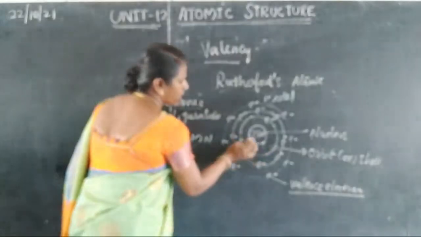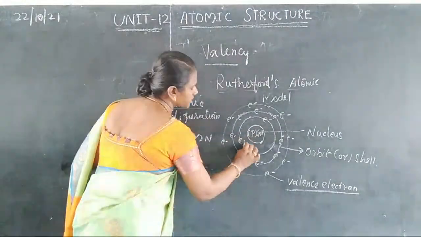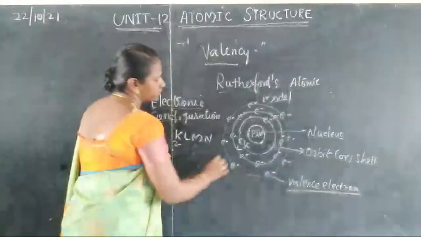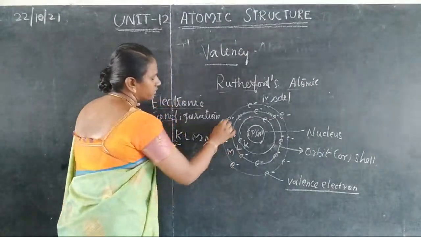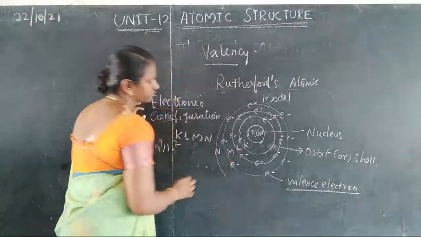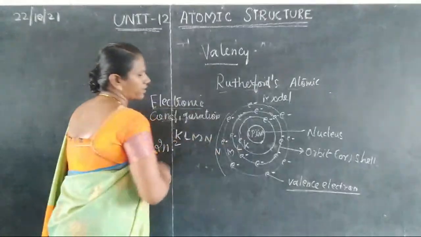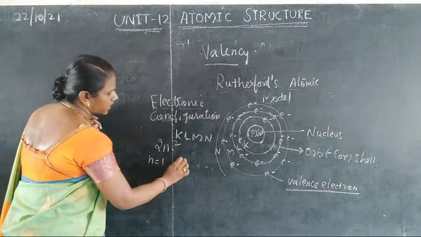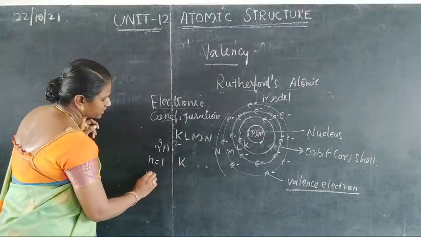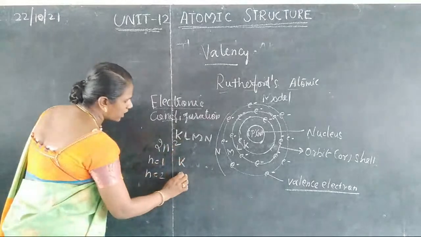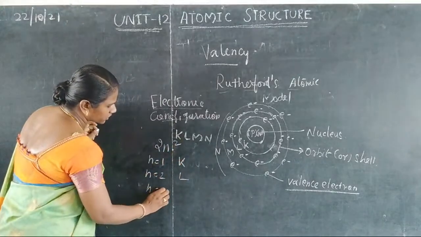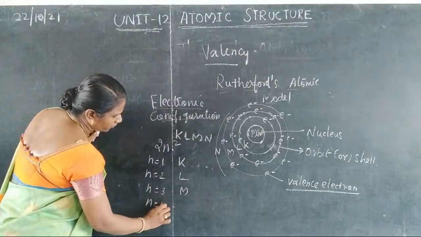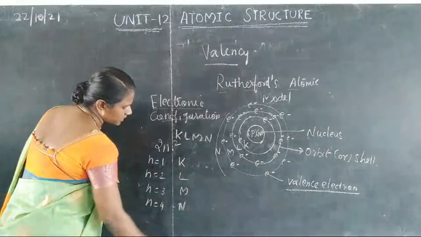The orbit which is next to the nucleus is K, the second orbit is L, the third one is M, and the fourth one is N. K, L, M, N. If n is equal to 1, that shell is called K. If n is equal to 2, that shell is called L. If n is equal to 3, that shell is called M. And if n is equal to 4, that shell is known as N.